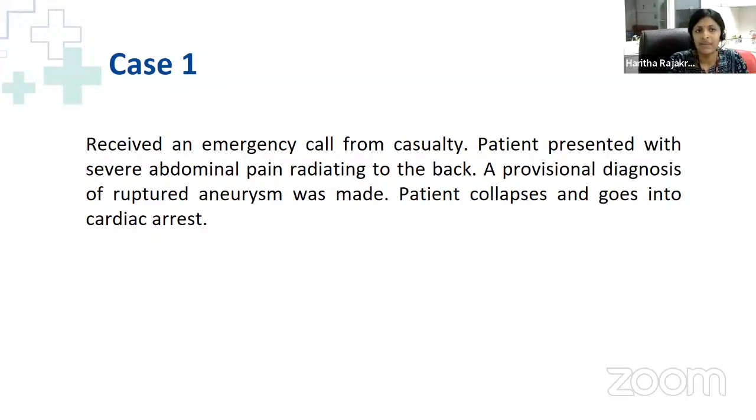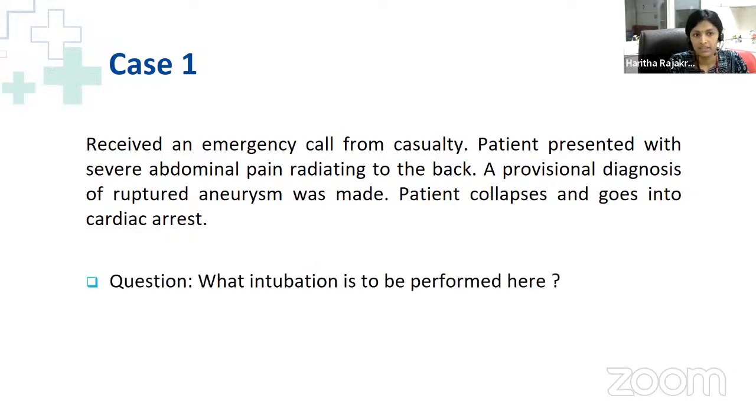The doctor received an emergency call from casualty. Patient presented with severe abdominal pain radiating to the back. So provisional diagnosis of ruptured aneurysm was made, and patient collapses and goes into cardiac arrest. So my question here is, what intubation is to be performed here?